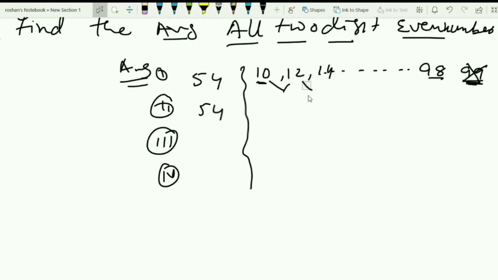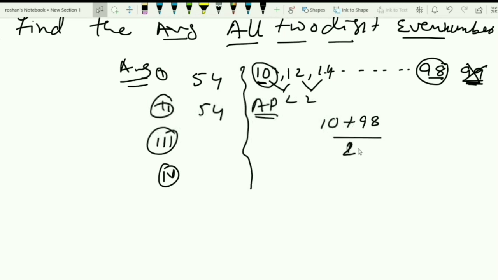All the numbers will be in between, and if you see carefully, the difference is always 2, which means it's an AP series. How do we find the average of an AP series? If you know the first and last term, it's very easy: add those numbers and divide by 2, which is nothing but 108 by 2.